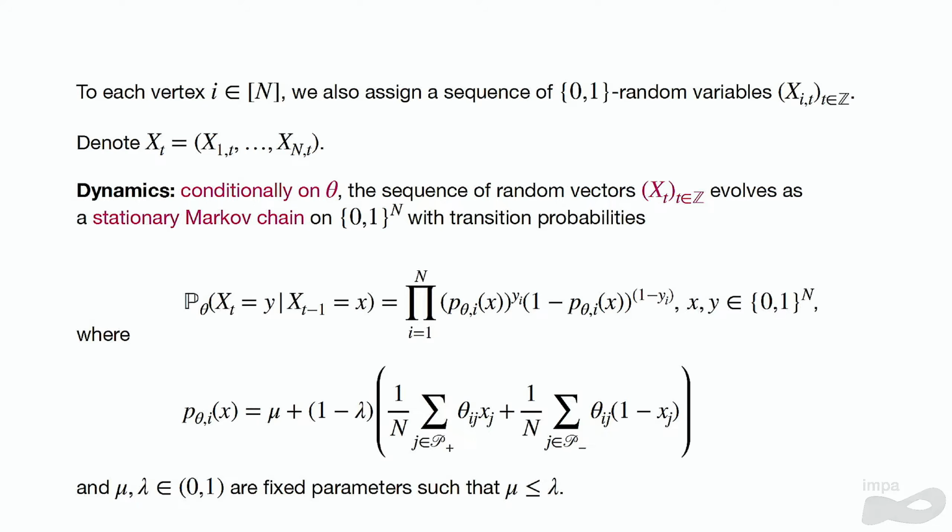And the conditions here on mu and lambda are just to ensure that this expression is always between 0 and 1, okay? Is this clear for the moment?